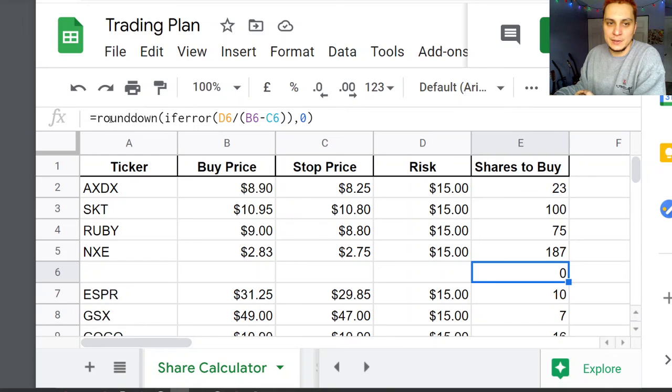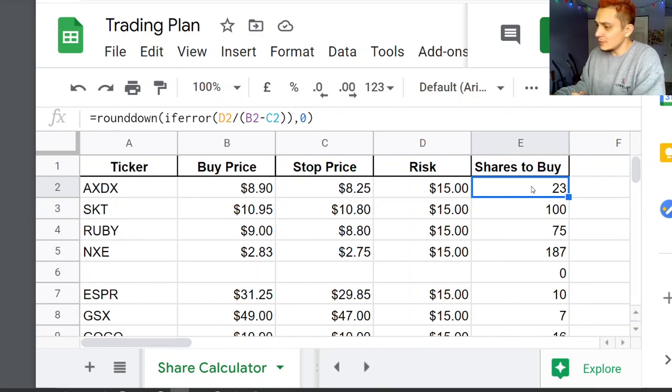And this other part here, round down, I'm telling the computer, if you want to spit out a decimal here, if you use this equation and you get, like, let's say this came out to 23.6, I want you to round down to 23. Okay, I'm being conservative because this is risk management after all.